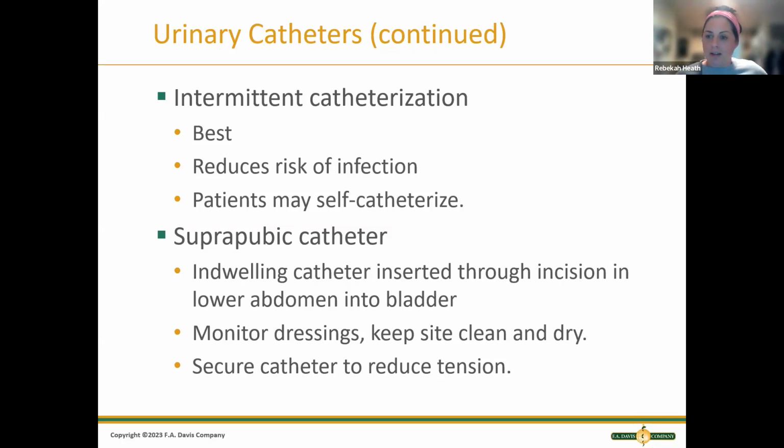You might also have a suprapubic catheter. Through a surgical procedure, usually underneath the belly button but above the pubic bone, a small incision is made and a catheter is inserted from that incision directly into the bladder. And so you can empty the bladder that way. The suprapubic catheter is not one you generally want to go in and out of. There's always going to be a catheter there. But you do want to monitor the dressing, keep it clean and dry.